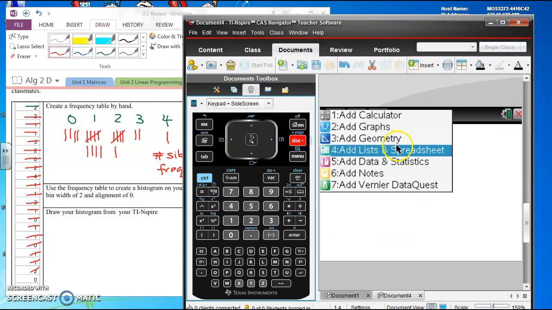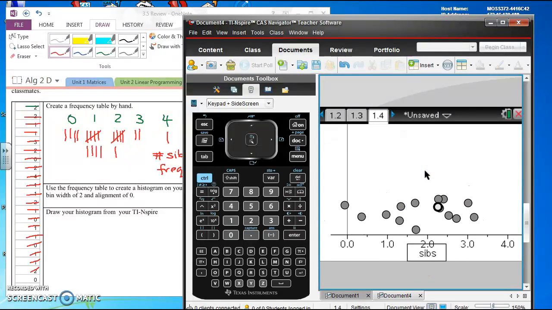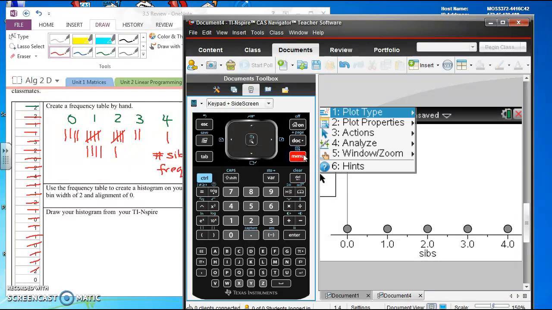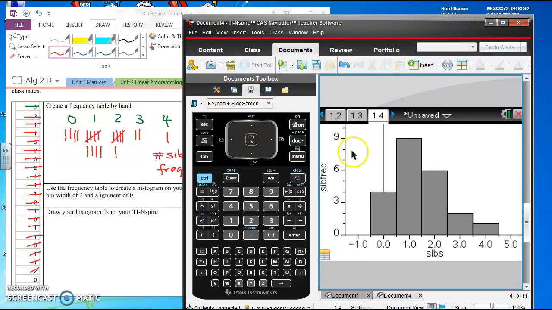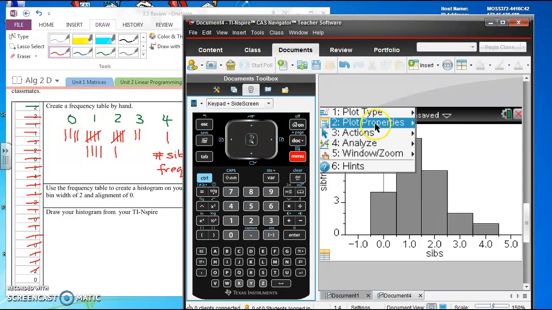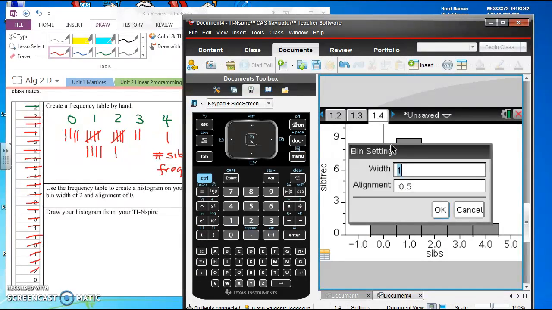To create that histogram is a little bit different. So data and statistics, come down here and the number of siblings, and then this is summary data, so plot properties, add Y summary list, that's the sibling frequency, which is what I see here. It also tells me to go for a bin width of 2 and alignment of 0. We didn't talk about alignment, but you should find that in the same spot. So menu, plot properties, histogram properties, bin settings. A little bit different. I think in your calculator, you get to fixed bin width, and then you're able to put that in. So bin width of 2 and alignment of 0.